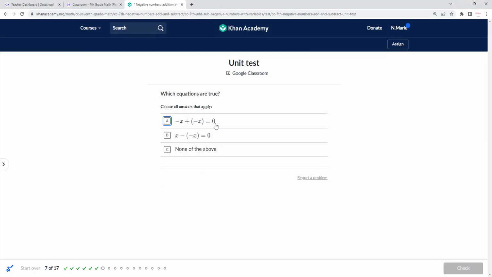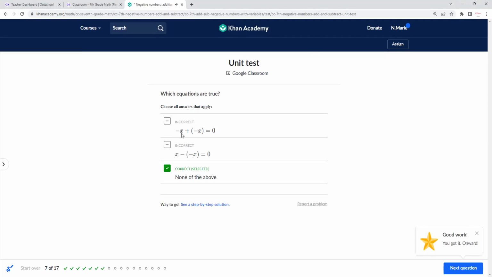If I add those two together, I would not get 0. Let's say x was 5. -5 plus -5 is -10. 5 minus -5 is also 10. That would be -10. That would be 10. Neither of those are 0.